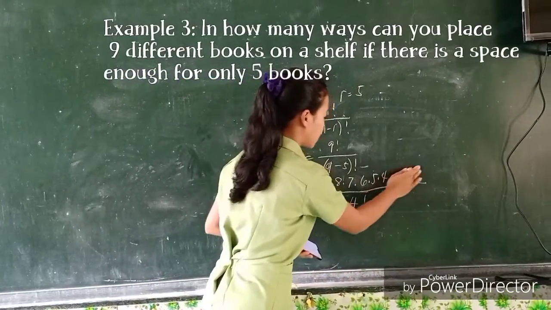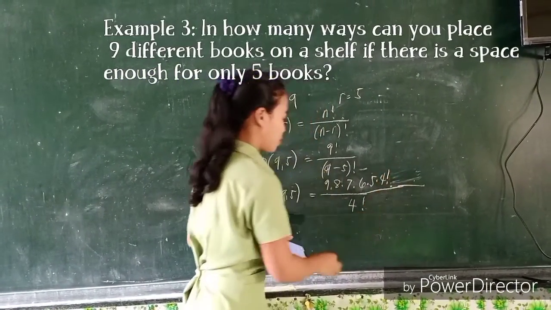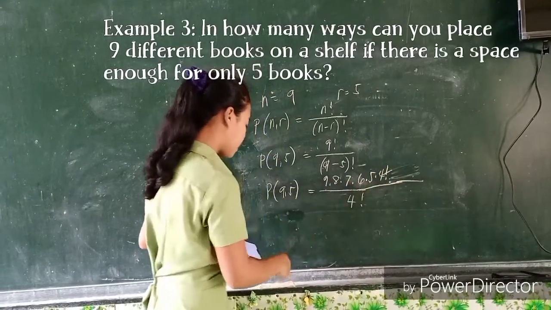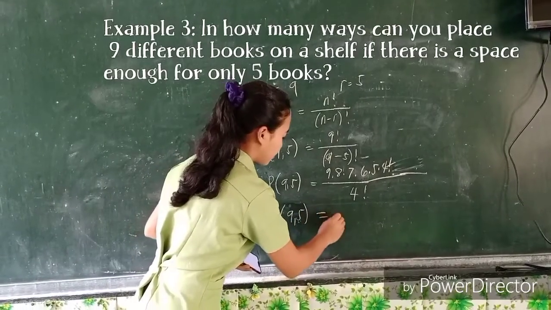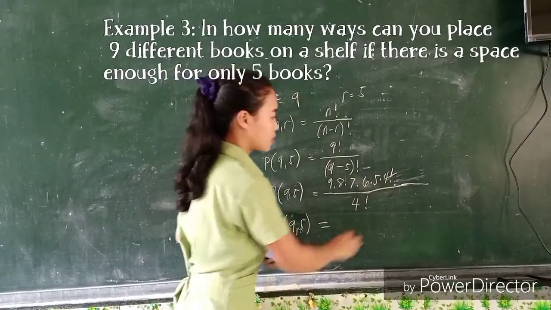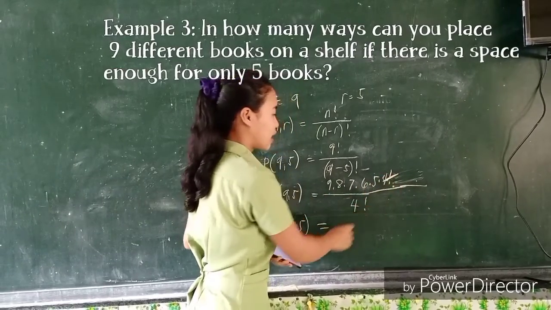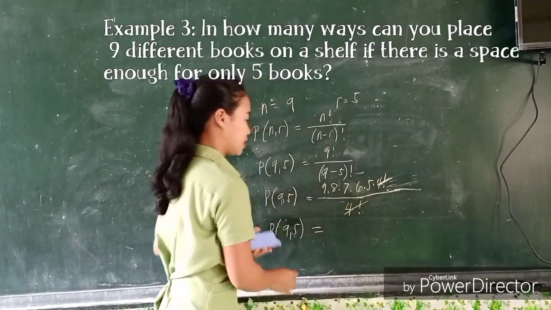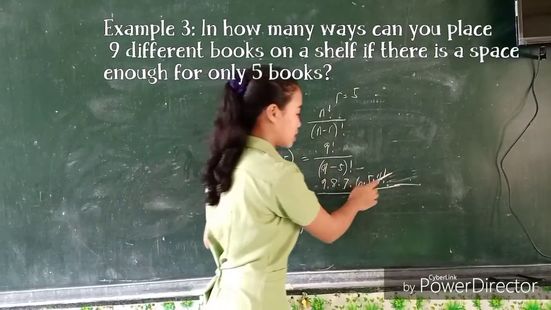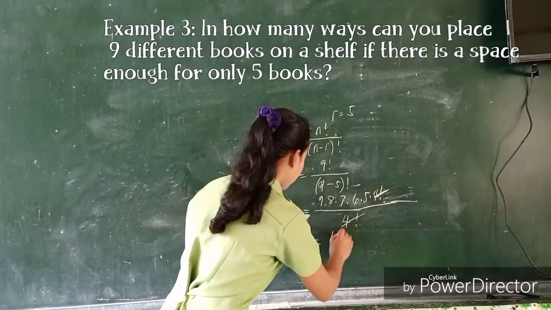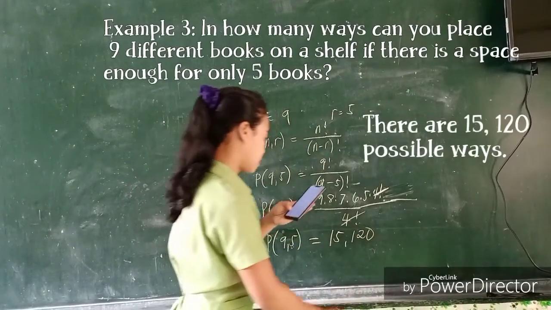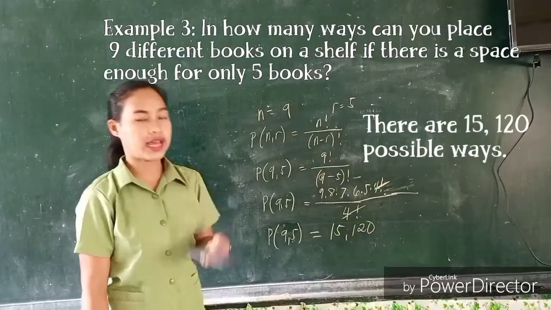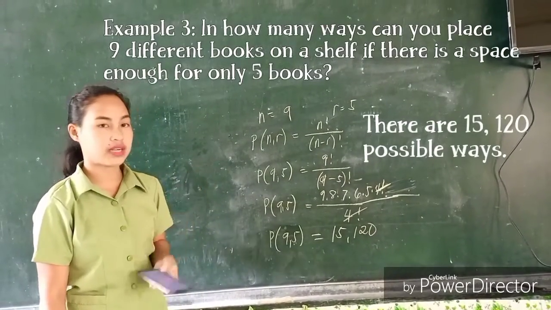So, pwede din siya natin i-4 factorial. Kaya pwede din siya ma-eliminate. So, we have permutation of 9 objects taken 5 at a time is equal to, so, pwede din siya ma-eliminate ang 4 factorial. Eliminate. So, 9 times 8 times 7 times 6 times 5. We have 15,120 ways in placing the 9 different books on a shelf if there is space for only 5 books.